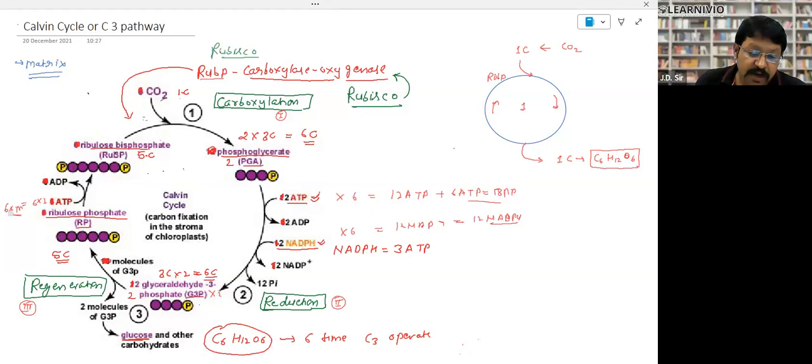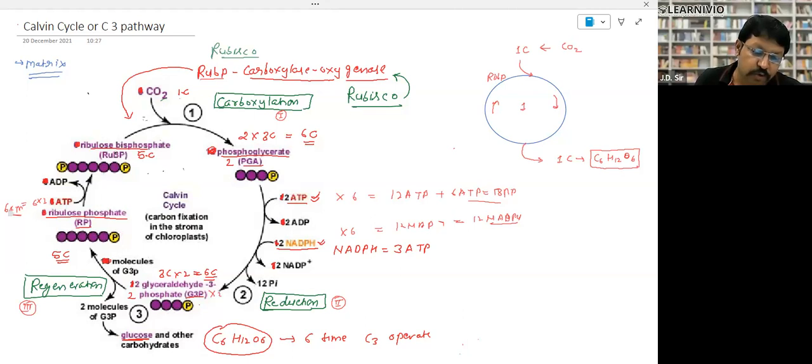Now this PGA will be reduced. What is reduction? Addition of hydrogen atoms, or removal of oxygen. Here hydrogen is added. 2 ATP break down into 2 ADP, meaning energy is consumed. The ATP comes from the light reaction. 2 NADPH break down into 2 NADP plus, again energy is spent; the NADPH also comes from the light reaction. Energy is consumed and reduction takes place. From phosphoglycerate, two molecules of glyceraldehyde 3-phosphate, in short G3P, are formed.